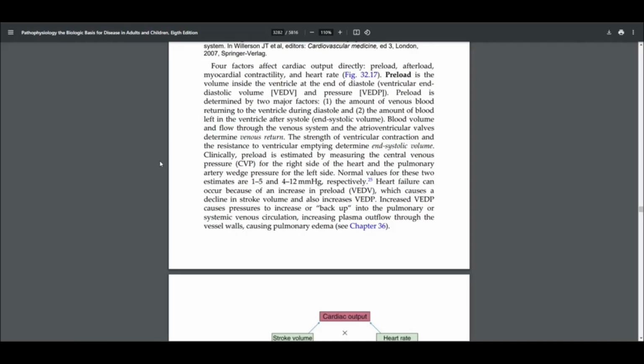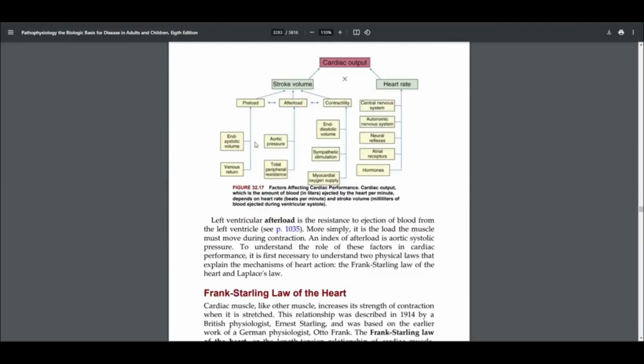Heart failure can occur because of an increase in preload, which causes a decline in stroke volume and also an increase in your VEDP, which is the ventricular end diastolic pressure. Increased ventricular end diastolic pressure causes pressures to increase or back up into the pulmonary and systemic venous circulation, increasing plasma outflow through the vessel walls, causing pulmonary edema. And we'll see that in chapter 36.